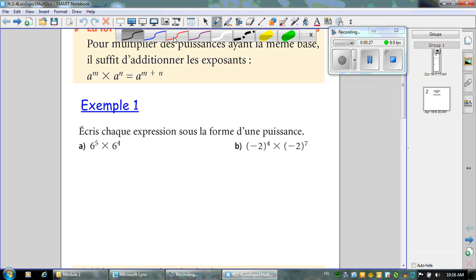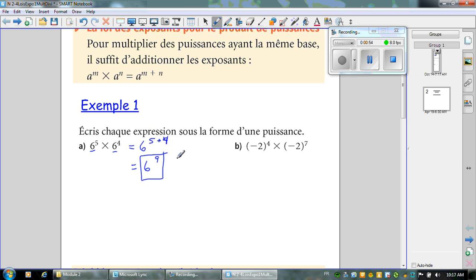So first example, I have 6 to the power 5 multiplied by 6 to the power 4. It is the same base, so I can just follow along the same example. It's equal. I'm going to write the base here, and then I'm going to write both exponents. So instead of m and n, it's going to be 5 plus 4. So my answer is going to be 6 to the power of 9, and I just leave the expression in form of a power.